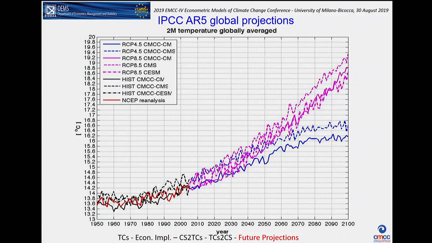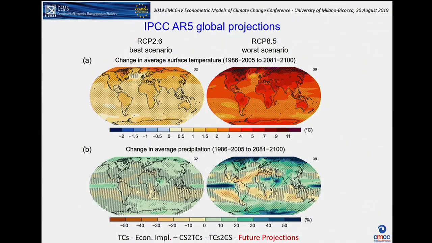You can play. Obviously, these differences are not constant around the globe. The increase in temperature, the upper panel here, in the best scenario and in the worst scenario is really different also in space. There are regions that are more affected by the warming. For instance, this region here, the northern pole, is the one that is most affected by the warming, but also changes in precipitation are really different in the two scenarios.